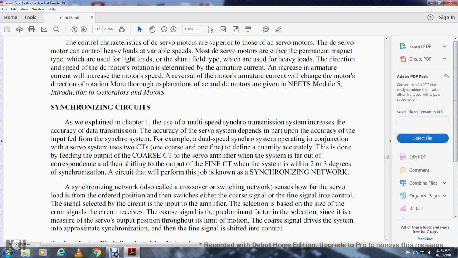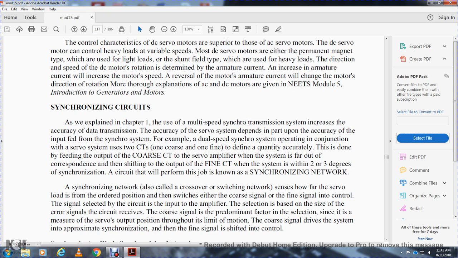Synchronizing network. As explained in chapter 1, in a multi-speed synchro transmission system, accuracy of the data transmission in the servo system depends on the accuracy of the input fed by the synchro system. For example, in a dual-speed synchro system operating in conjunction with a servo system, there are two control transformers, one coarse and one fine, which define the accuracy. The fine output feeds the servo amplifier, and when the system is far out of correspondence, the output is shifted until the control transformer is within 2 to 3 degrees.